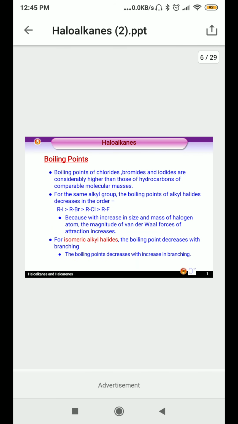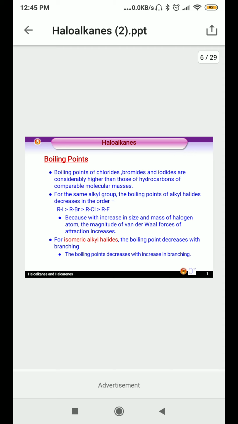Now moving on to the next property, boiling points. The boiling points of chlorides, bromides, and iodides are considerably higher than those of hydrocarbons of comparable molecular masses. For the same alkyl group, the boiling point of alkyl halides changes in this order, which you have to remember: fluoro, chloro, bromo, iodo.